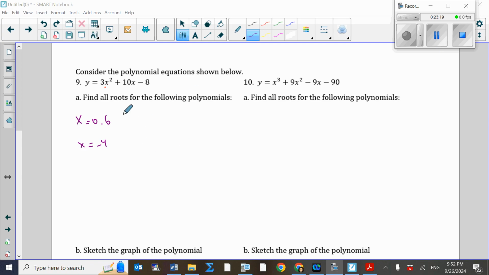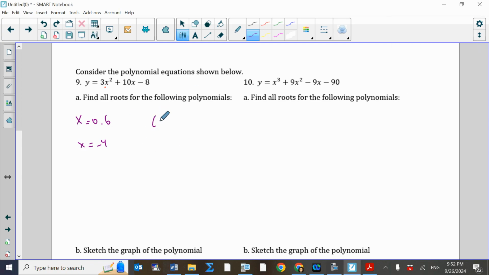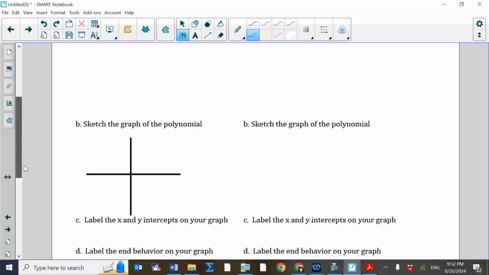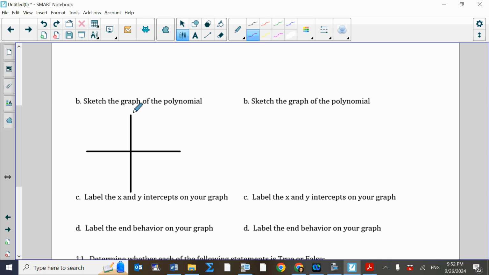Okay, the roots of the function are now at 0.6 and 0, because you know this is x and this is y, and -4 and 0. These are the roots of the function. Now let's go here. It's asking us to graph the function, sketch the graph of the polynomial.